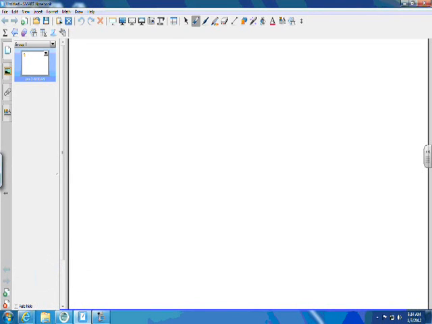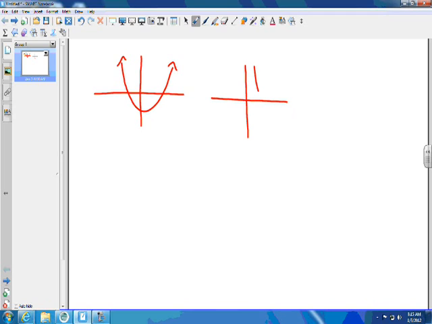Section 5.4, complex numbers. A couple of things for review before we go on. Remember chapter 5, we are always looking for the place where the parabola crosses the x-axis, and there are 3 possible answers when that's what we're looking for.